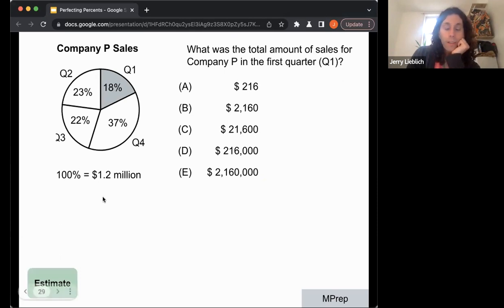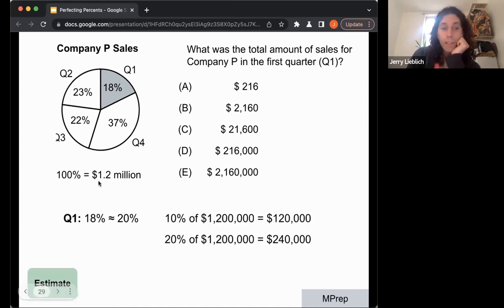Well, using the benchmark tools we saw before. Say, all right, 18%, that's going to be a little bit less than 20%. How would I get 20%? I would take 10% of 1.2 million. And for that, I'd just move the decimal over 1. So 120,000. And then multiply that by 2 would give me 20%. It's okay, it's got to be a little less than 240,000. Only one is going to work with that. Choice D.